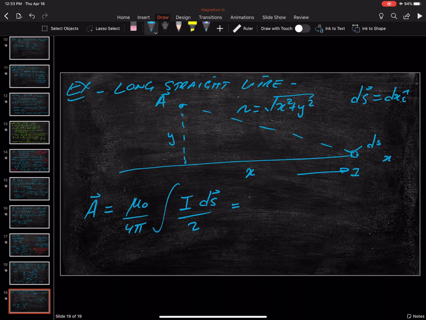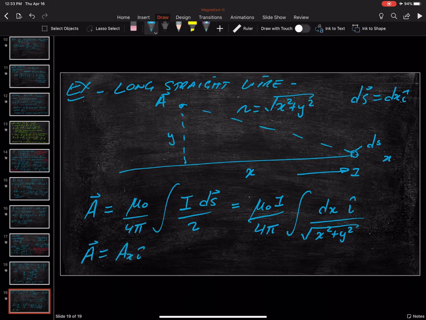And so just writing these things out, I get mu naught I over 4 pi integral dx over square root x squared plus y squared. Remember, I is constant here. Why? Because it's not branching off. There's no loops. And then I would integrate over that limit. And this tells me that my A is only some A_x x hat. And so I know that the vector field points in this direction. So nothing to it. Now, I've got to do this integral. And the integral turns out to be complicated. What's the limits?